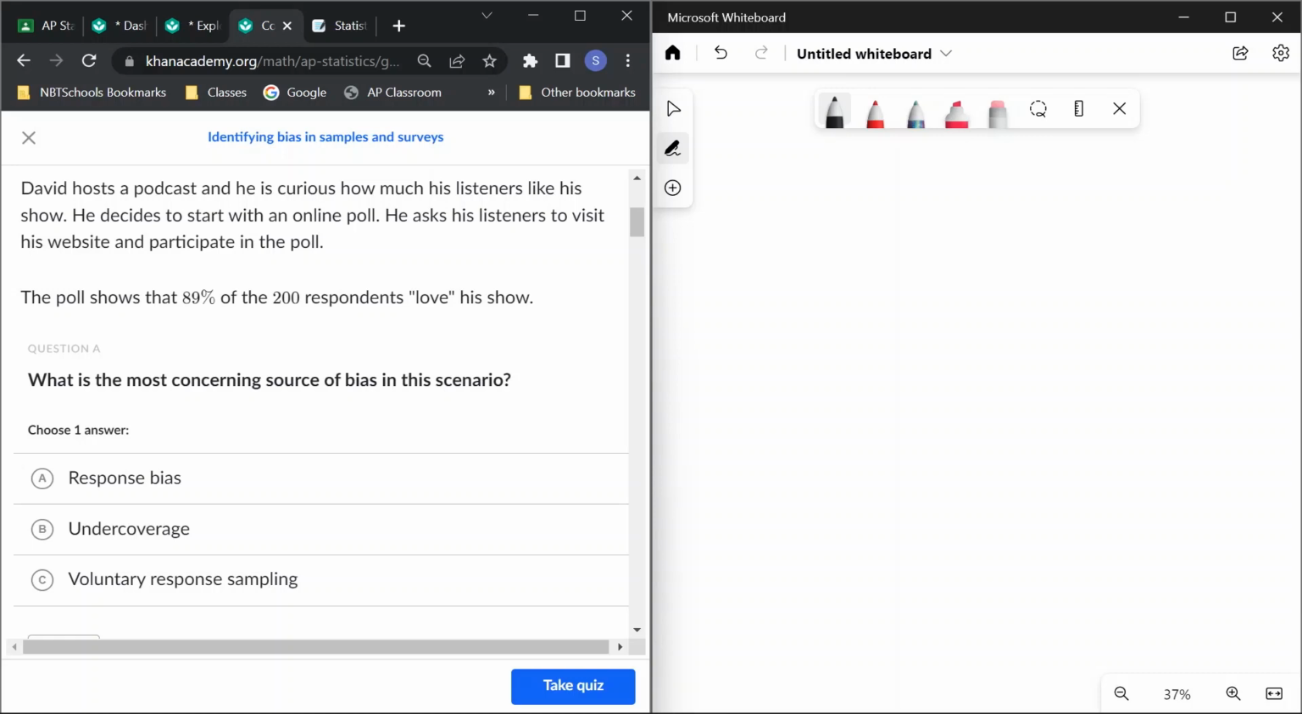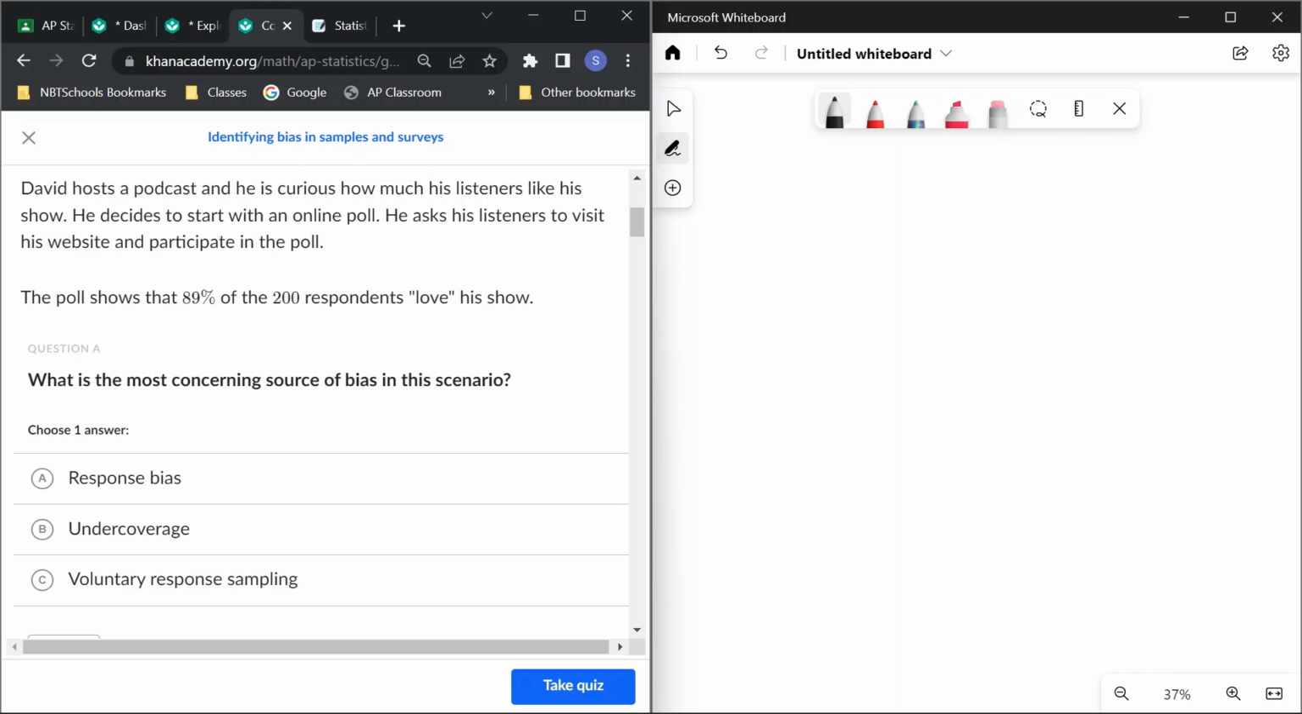Okay, so if we think about it, the people who really, really love his show are probably going to be the most likely to go and say that they love his show. It doesn't take into account people who don't care about the show, or people who hate it so much that they don't even bother. Those who really love the show are always going to be very supportive and answer the question, which is why this might be an overestimate of the people who really like his show.